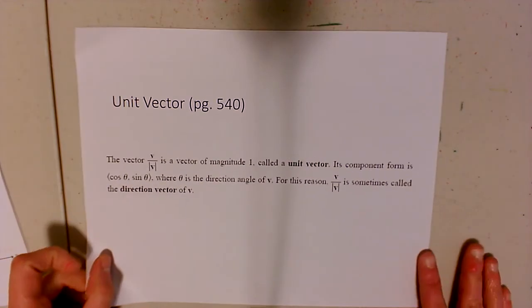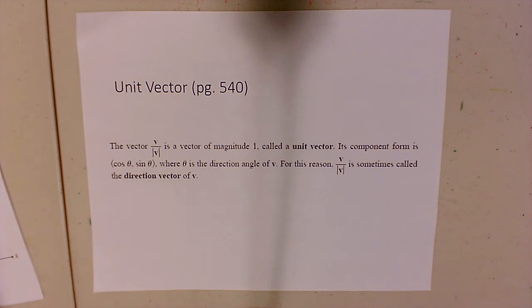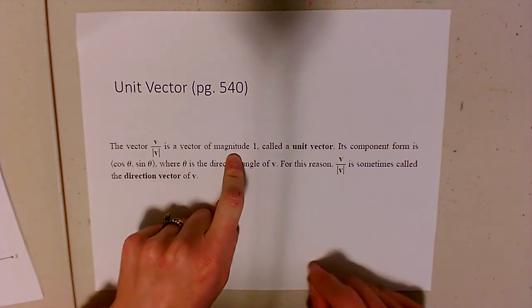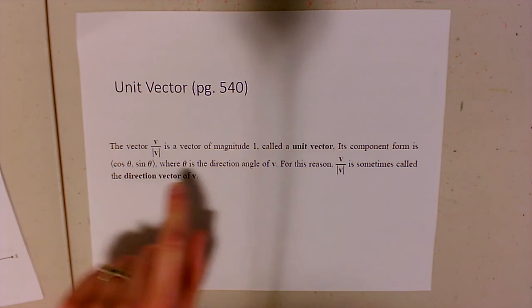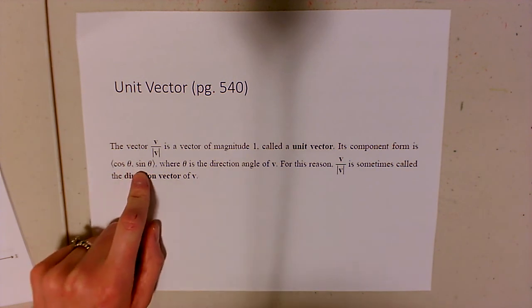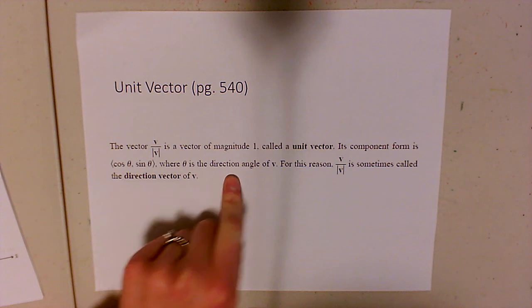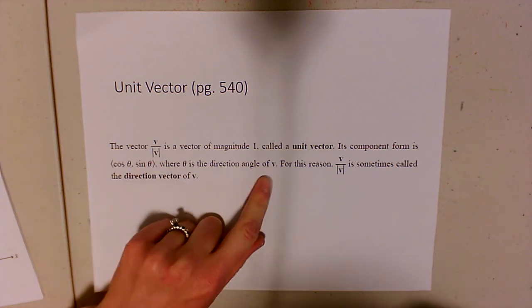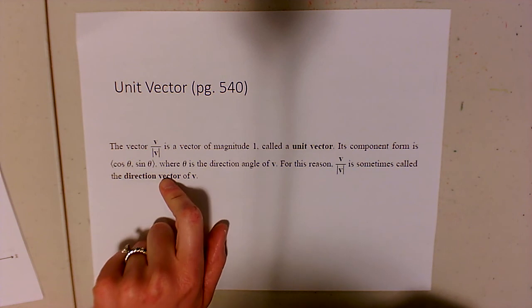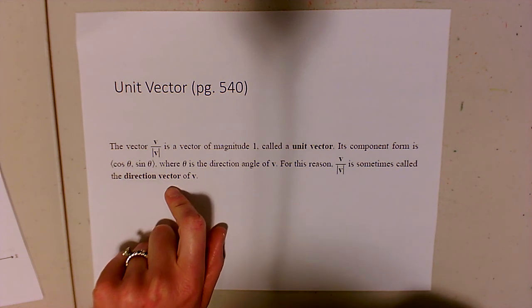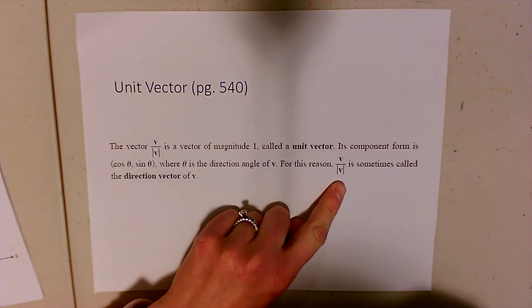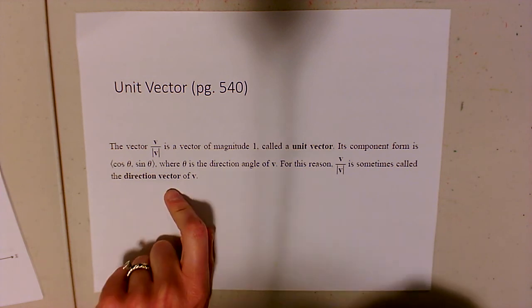And then the unit vector is a very special vector. The unit vector is just the vector v over the absolute value of v, and that's a vector of magnitude 1. Its component form is just cosine theta, sine theta, where theta is your direction angle. So we can have our unit vector going off at any angle, but it's always going to have a magnitude of 1, okay? And sometimes we call v over the absolute value of v the direction vector of v.